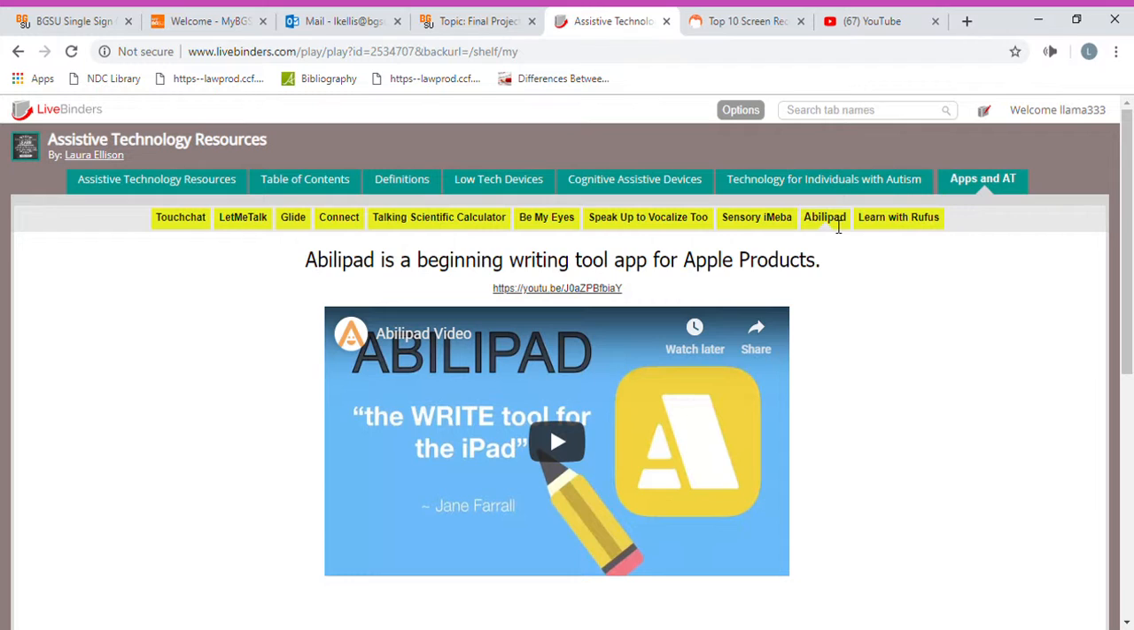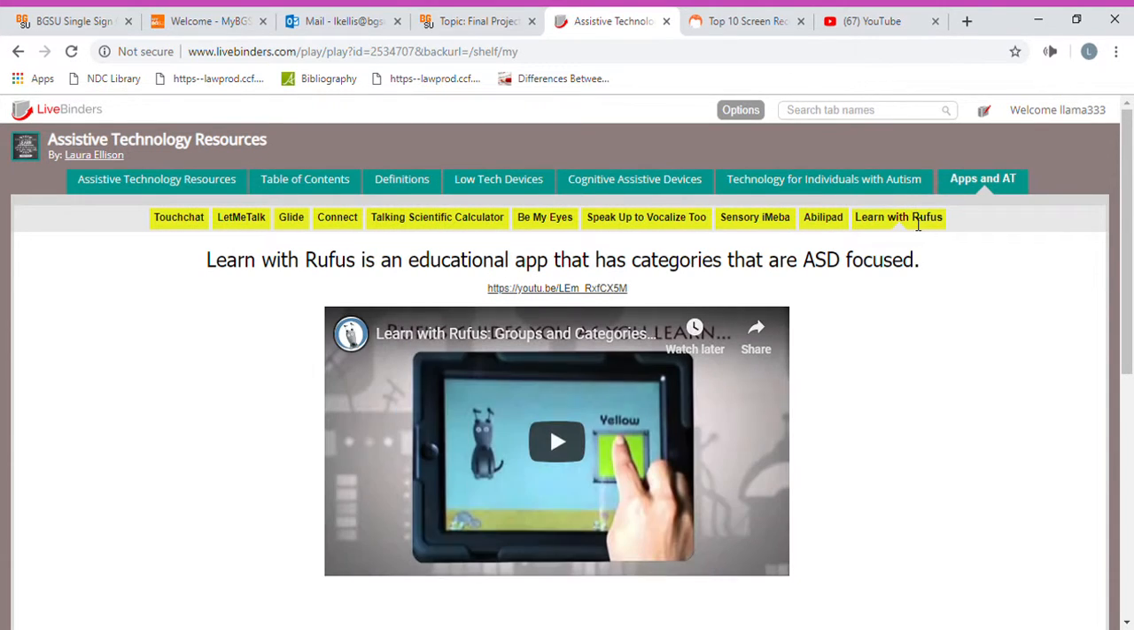Ability Pad is a writing tool for people with special needs to begin writing, and also Learn with Rufus, which is an educational app that is strictly, well, not strictly, but it's highly ASD focused.